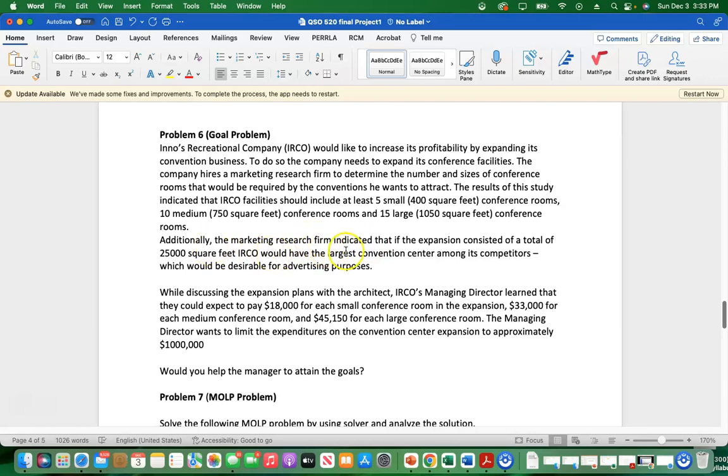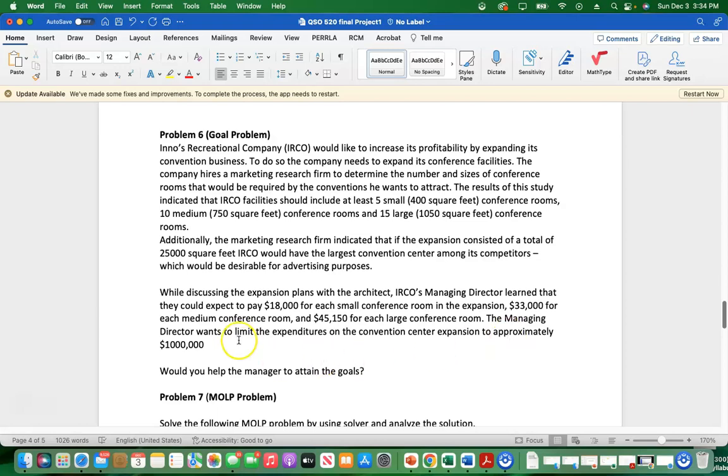Additionally, the marketing research firm indicated that if the expansion consisted of a total of 25,000 square feet, the company will have the largest convention center among the competitors, which will be desirable for advertising. While discussing the expansion plans with the architect, the managing director learned that they could expect to pay 18,000 for each small conference room in the expansion, 33,000 for each medium conference room, and 45,150 for each large conference room.